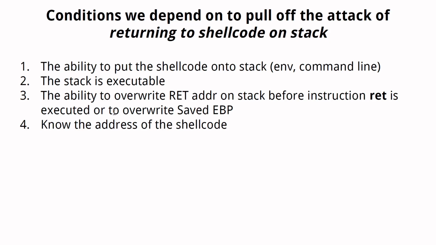Also, we need the ability to override the return address on stack before the return instruction is executed, or from what we learned today, we should have the ability to override the saved EBP or RBP. Also, we need to know the address of the shell code. That is where we want to return to. But with a very long NOP sled, we do not have to know the exact address of our shell code. Make the bar for attacking a little bit lower. Okay.